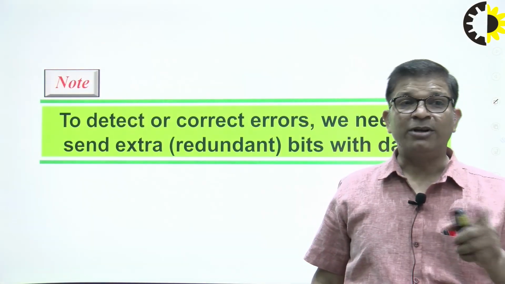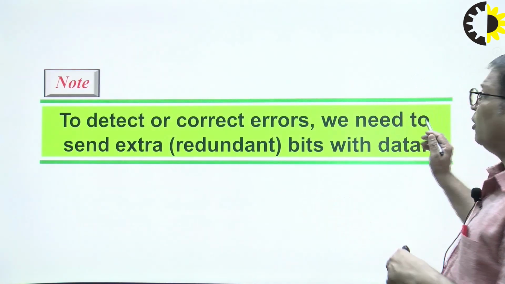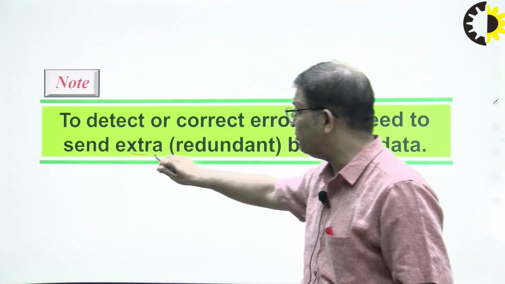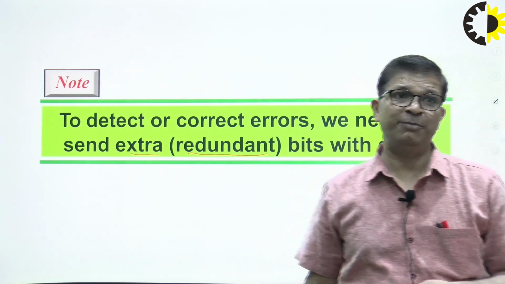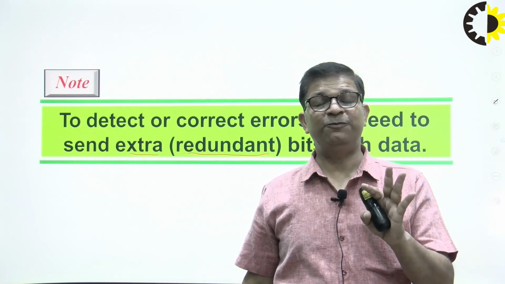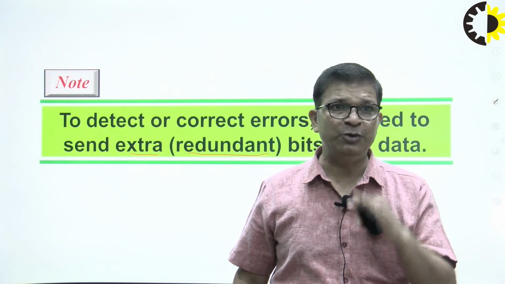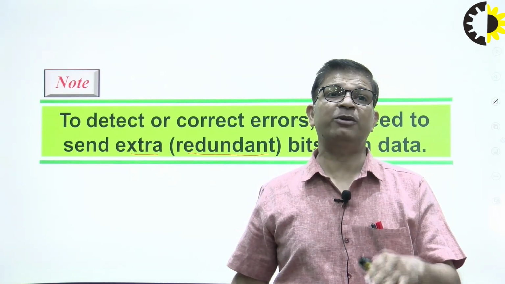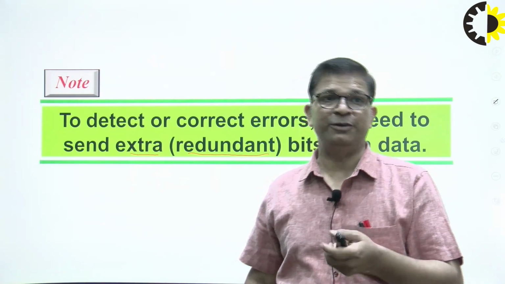To detect or correct the error, we need to send some extra bits that can be treated as redundant bits or duplicate bits. This is very, very important, because these redundant bits help you in detecting and also correcting the error in the data you received.